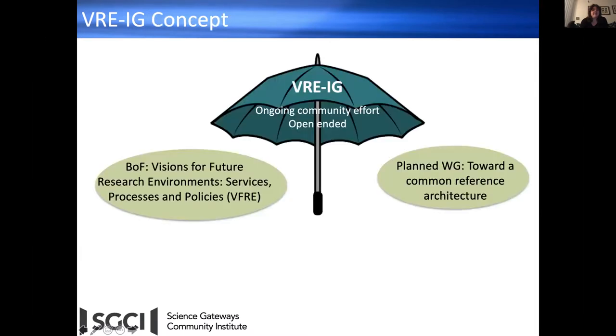than planned. If you look at the virtual research environment interest group, we planned this as an ongoing, open-ended community effort. That is the structure RDA allows with the interest group, as long as there's active interest and a community behind it. For example, the BOF yesterday was about the visions for future research environments. And in the VRE IG, we already planned for a working group toward a common reference architecture. What would be the next step?